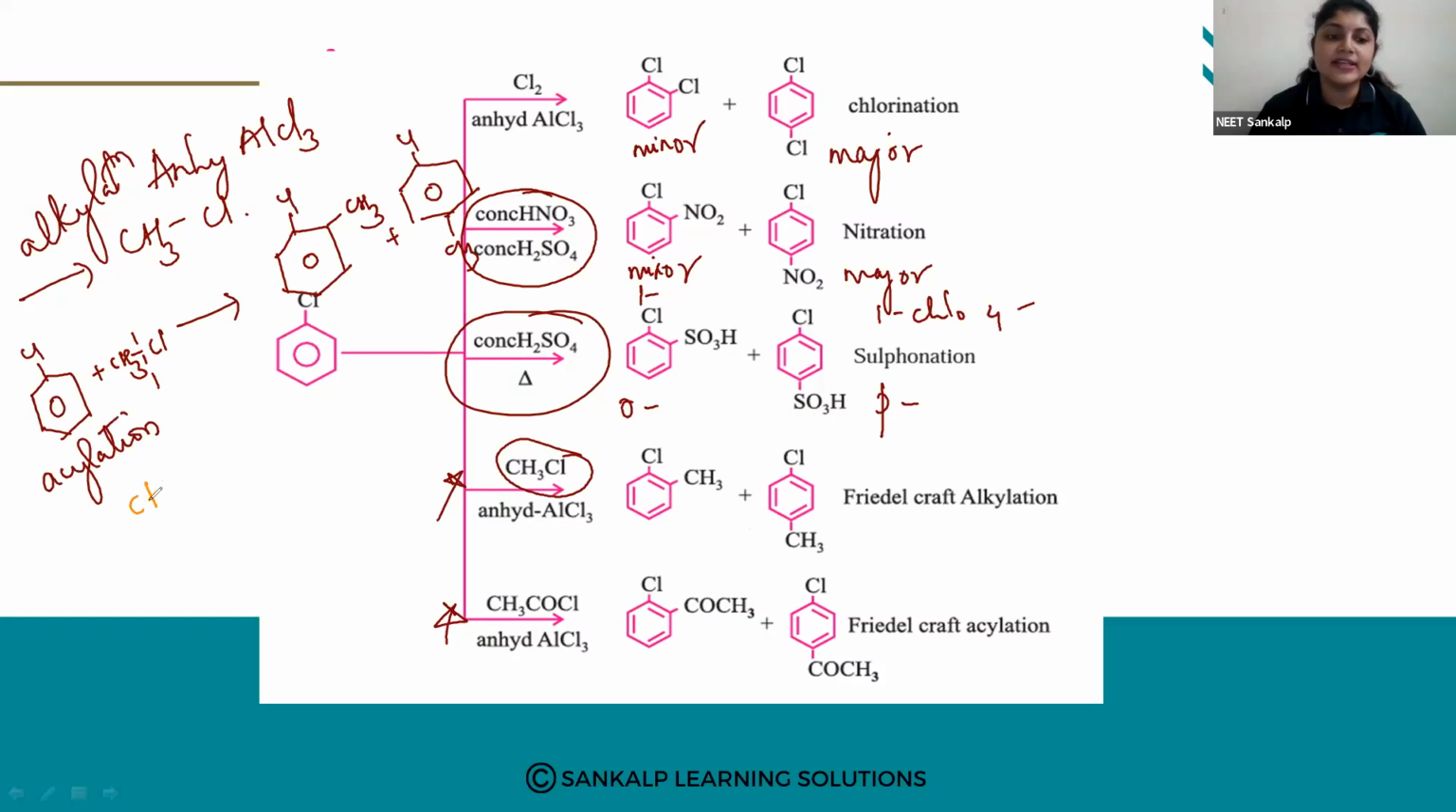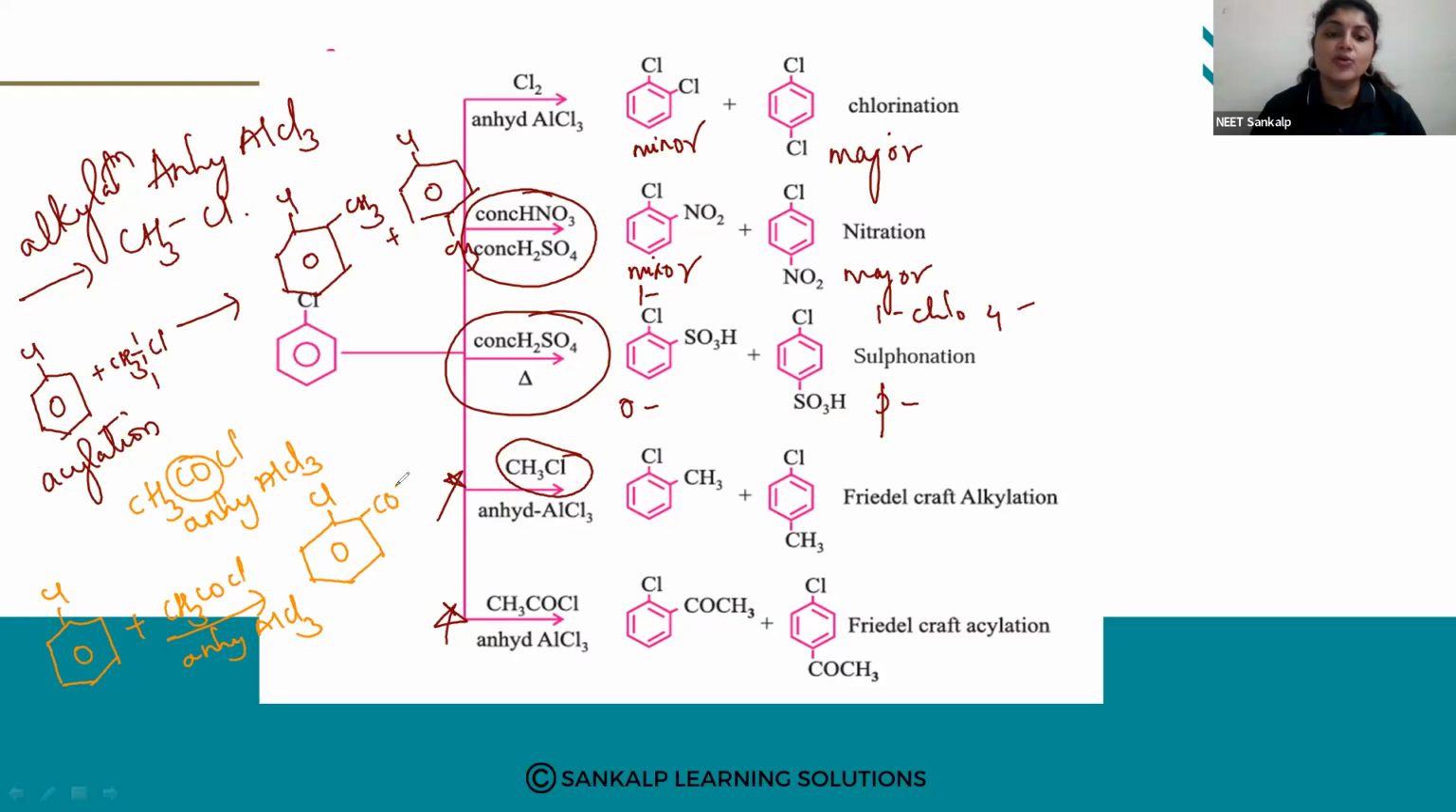You have to add CH3COCl. You have to add CO. CH3COCl, the same in the presence of anhydrous AlCl3. What will you get? So benzene, that is chlorobenzene, when you react with CH3COCl in the presence of anhydrous AlCl3, what do you get?